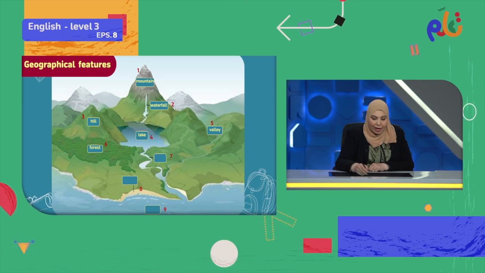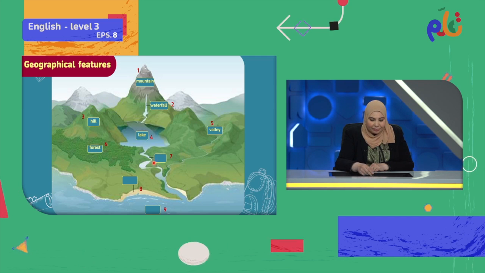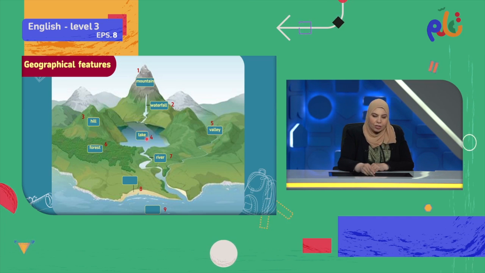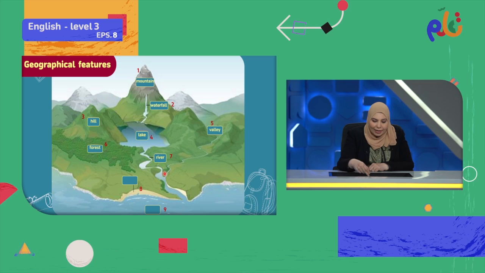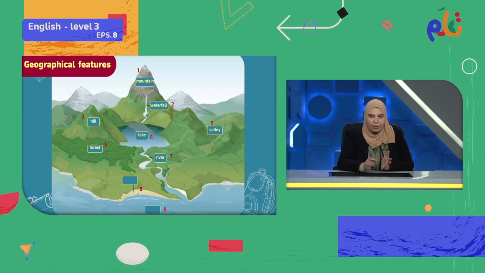And here we have number 7. What do we call this? Yes, exactly. This is a river. It's starting from the lake and it goes to the ocean. Nahr, river.